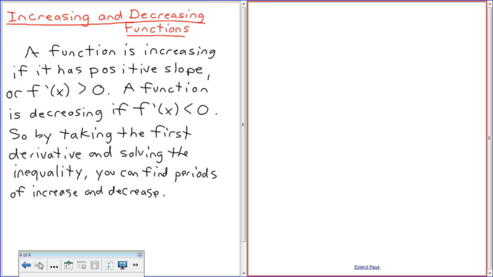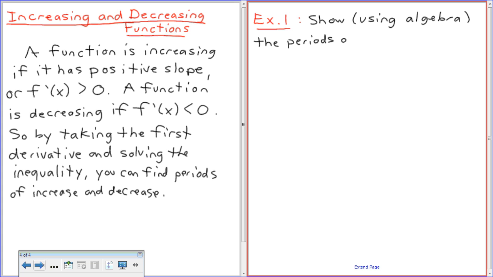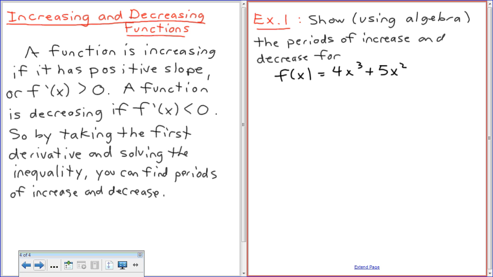Here we go, example 1. Show using algebra the periods of increase and decrease for f of x equals 4x cubed plus 5x squared minus 2x plus 1, and use this to help sketch.